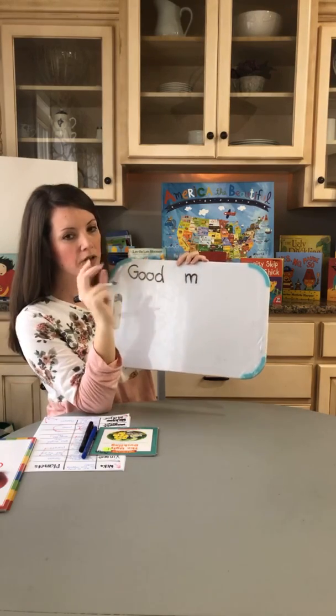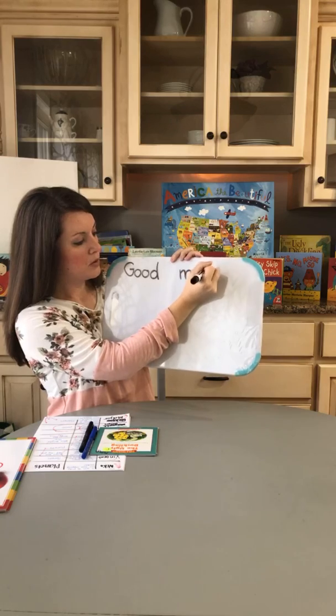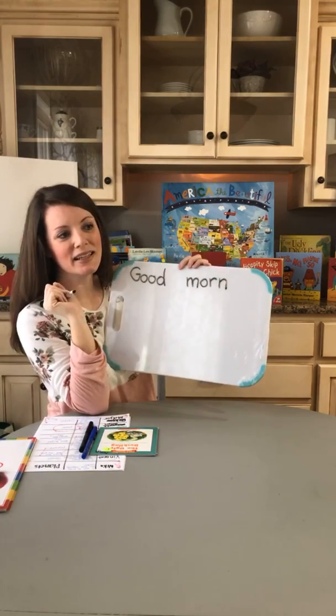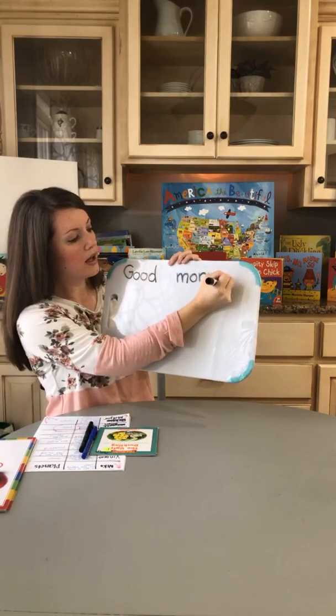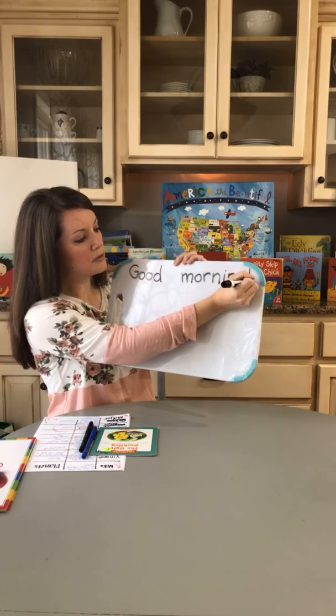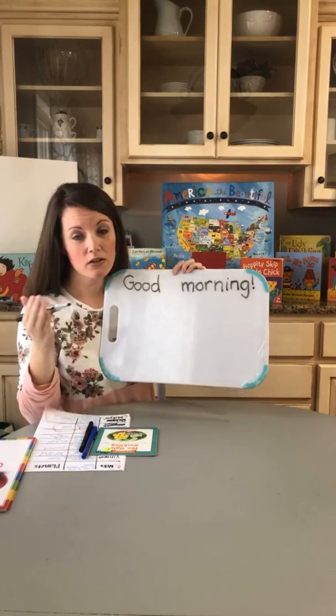Or. What two letters go together to say or? O-R. Morning. Ing. What three letters go together to say ing? I-N-G. Exclamation point. Good morning. Today, okay, two parts.